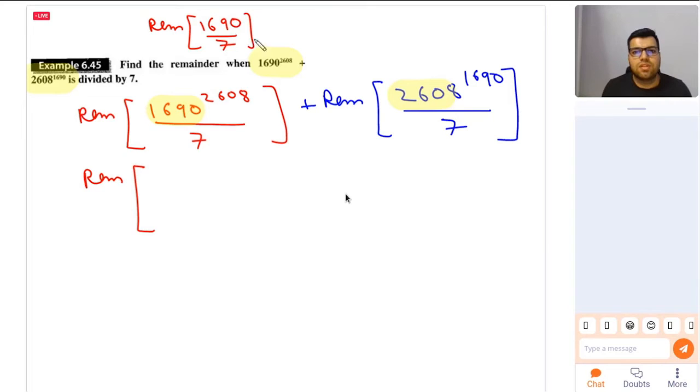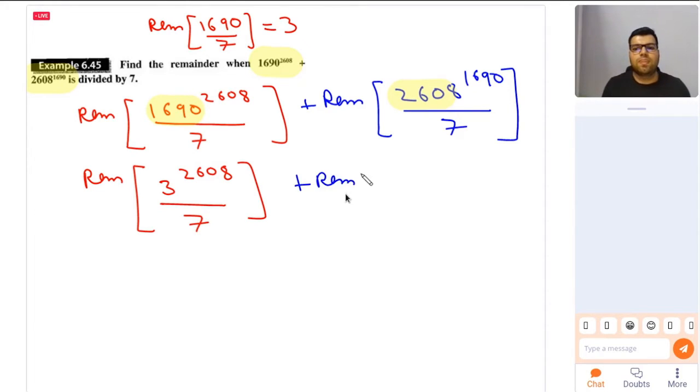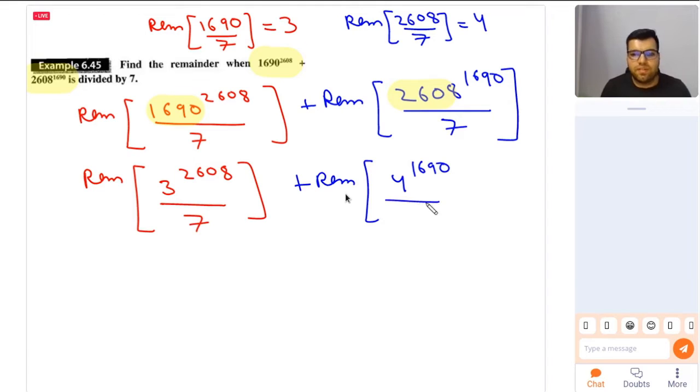So this is 14, 29, 28, 103. This is 3. So I'm just putting 3 raised to power 2608 by 7. Okay. Then plus remainder of 2608 with 7. How much is this? So this is 2150, 4918, 4. So this is 4 raised to power 1690. Okay, we are going fine.